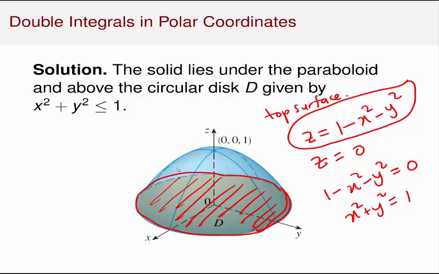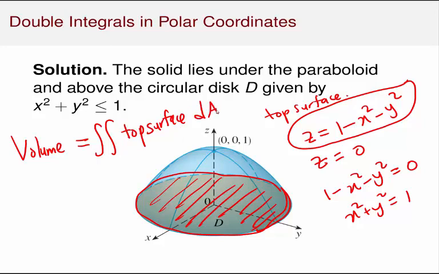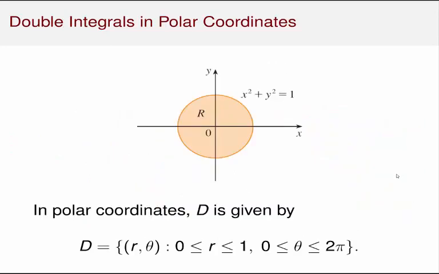For a region like this, which is sitting on the xy plane, the volume can be calculated using a double integral. Namely, it is equal to the double integral of the top surface, which will be a function of x and y coming from the paraboloid, over the bottom surface, which is the region D. And this bottom surface must be sitting on the xy plane. Before we compute this double integral, let us look at the description of the region D. Well, the region D is just a polar rectangle. Sorry, the R here should be D.